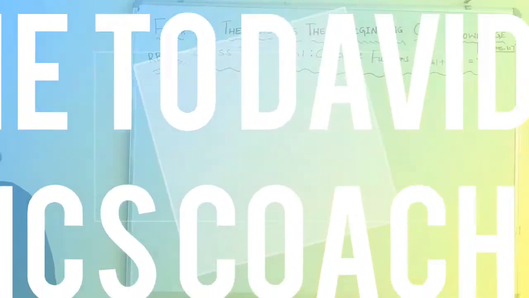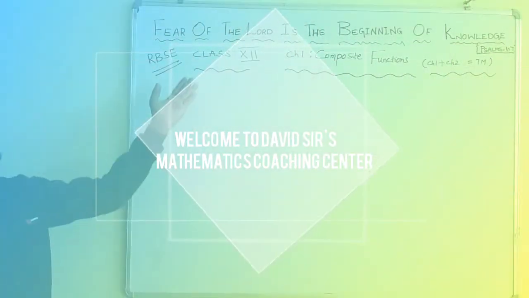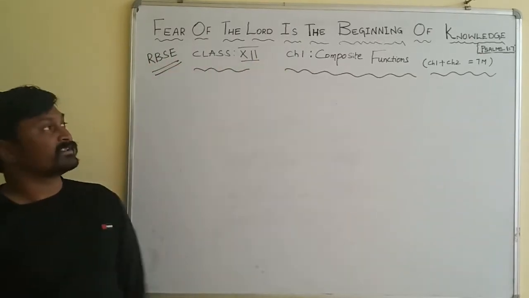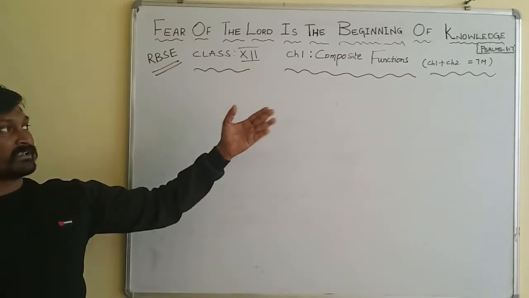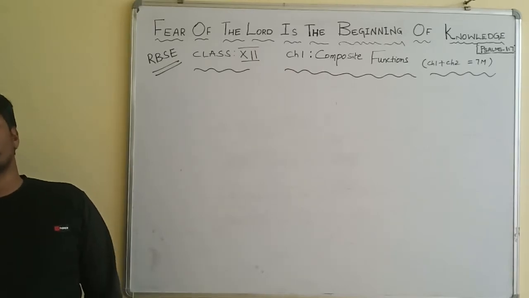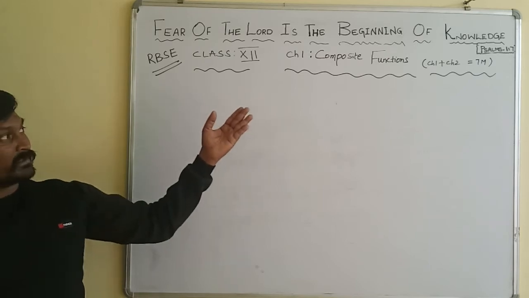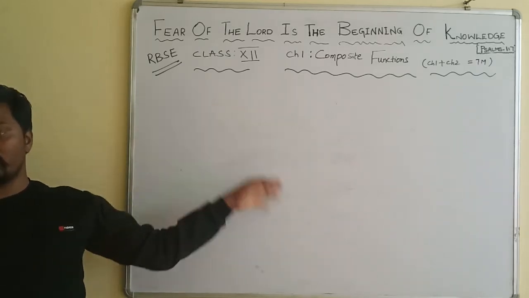Hello students, today we are going to discuss class 11, class 12 RBSE, chapter number 1, composite functions. In this chapter 1 and chapter 2 together, you are going to get 7 marks in your board exam. Okay, let's start composite functions. We don't want to waste our time, we have to start.